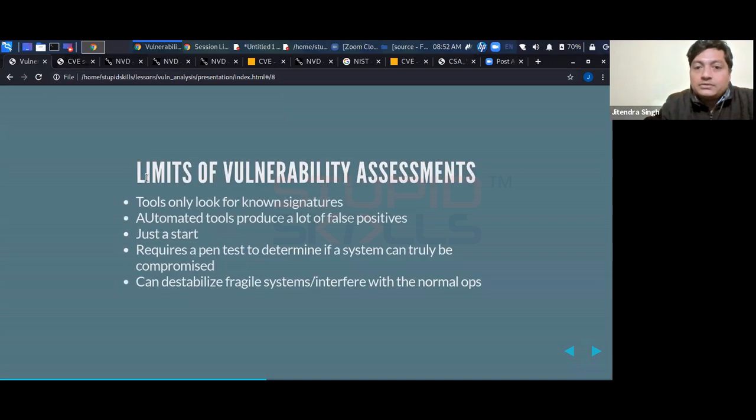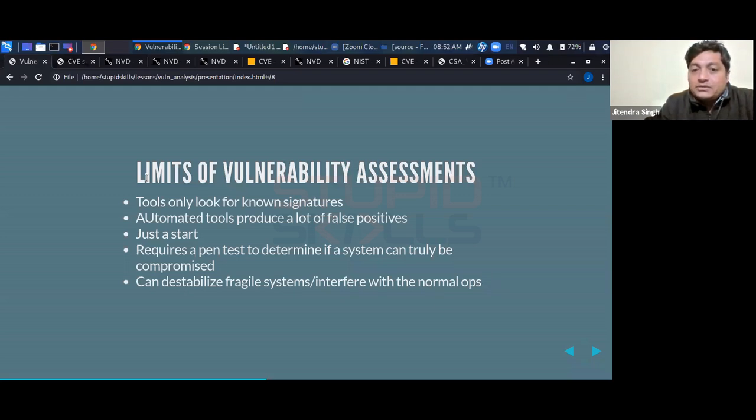Generally, marketing teams, even if there are some false positives, would actually include them in the reports of these automated tools. And they usually have some limitations. They can only search for known signatures. You might be aware of how antivirus works: there are some known reported signatures out in the open, and these databases are regularly updated.